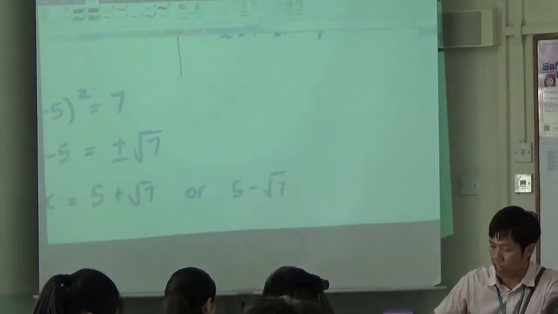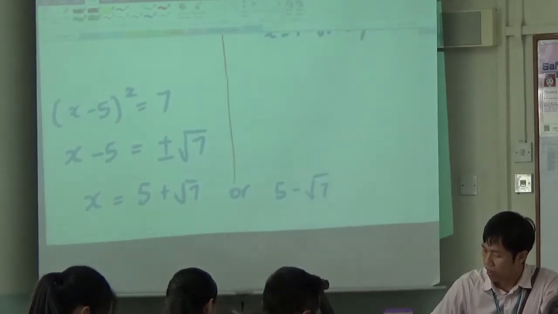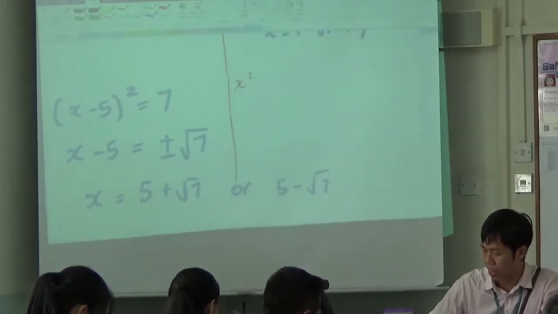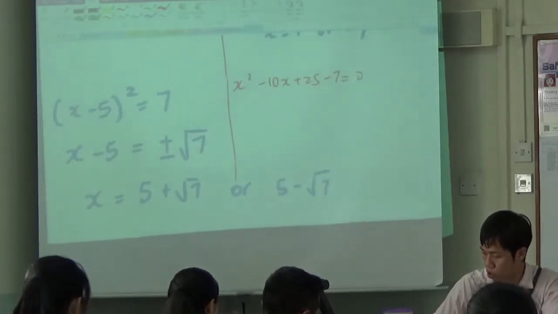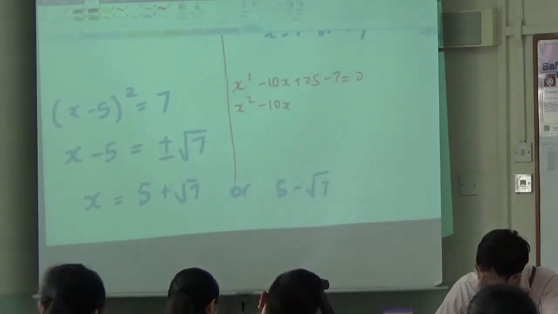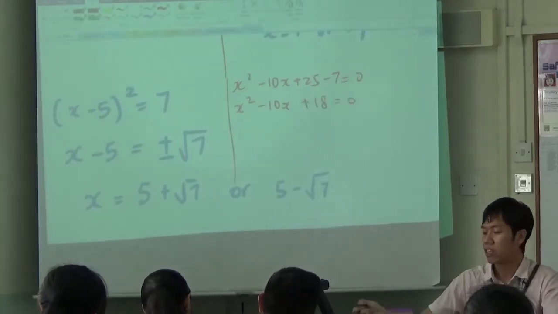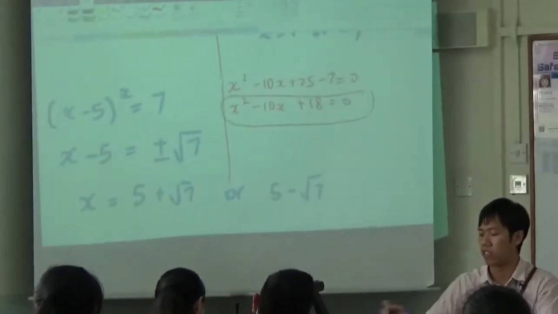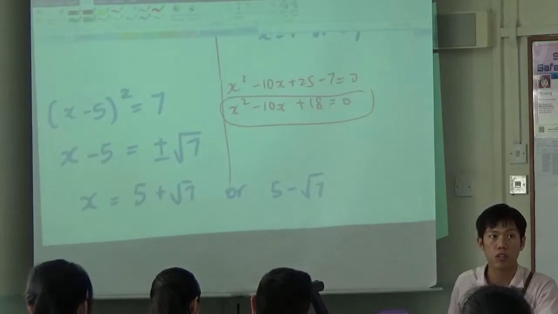Now, suppose I were to expand this out, okay? Let me just do some side working from here. If I were to expand it out, I'll get x squared minus 10x plus 25 minus 7 equals 0. x squared minus 10x plus 18. Am I right? Okay. Suppose the question is to solve this: x squared minus 10x plus 18 equals 0. How will you solve it?